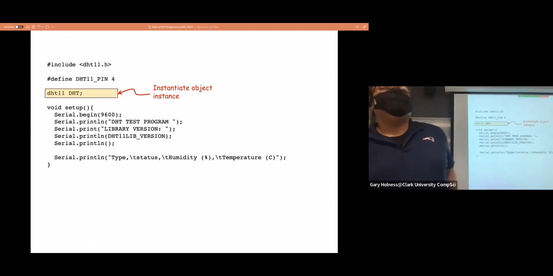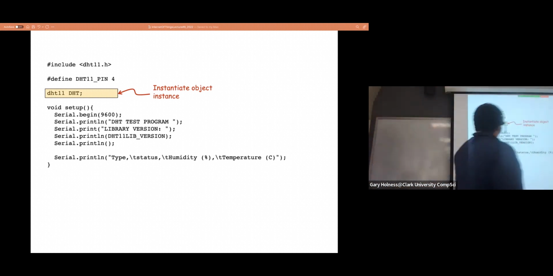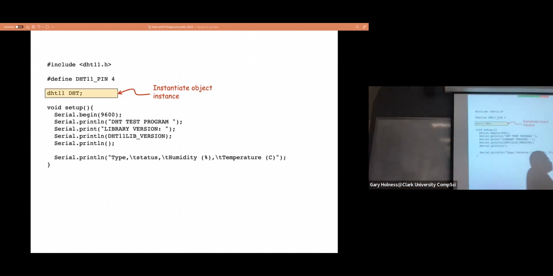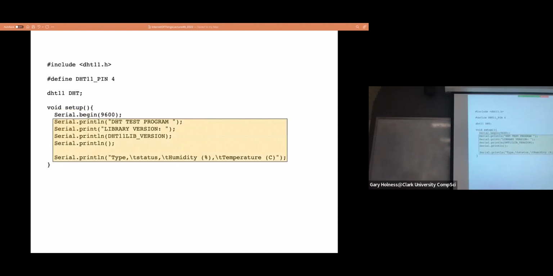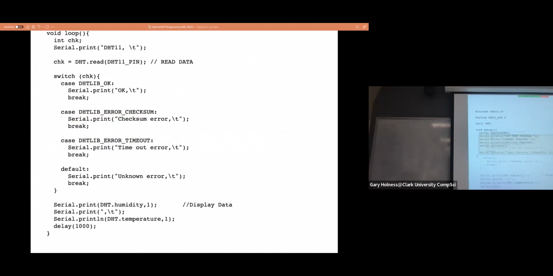In this case, we instantiate an object of type DHT11, which is defined in the library C++ file for DHT11. And then we go ahead and do the usual setup. Of course, this is mirroring what's in the tutorial. It's better practice to have a while loop to wait for the serial to come online, but they don't do that in the tutorial. And then we have a couple of print lines, but that's not the important part. The important part is in the loop.